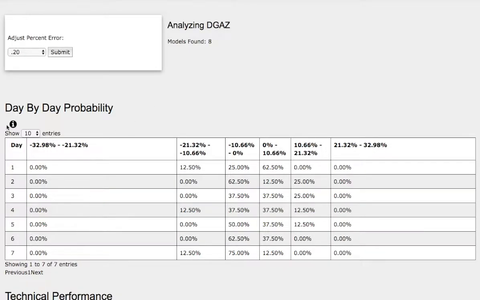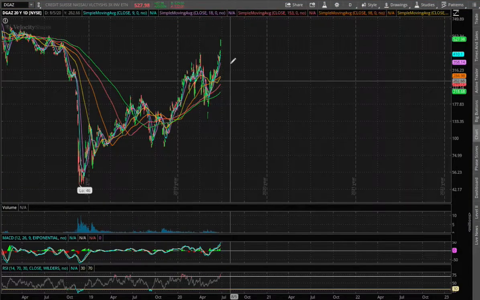And now let's head back to the day-by-day probability model for DGAZ. As we progress to the 7th day, we have a 12% chance for DGAZ to climb higher between 0 to 10%. And to the downside, we have a 75% chance for DGAZ to fall between 0 to negative 10%. And to the extreme case, to the downside, we have a 12% chance for DGAZ to fall between negative 10% to negative 21%. So we'll be using 10% to the upside and 10% to the downside as our resistance and support levels. So let's head back to the charts.